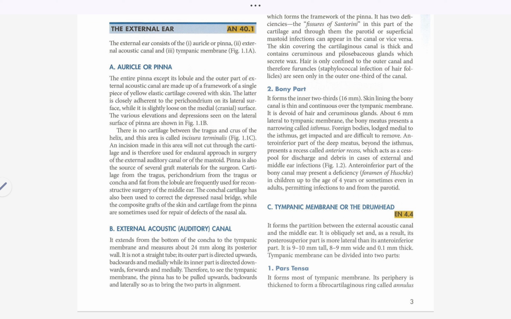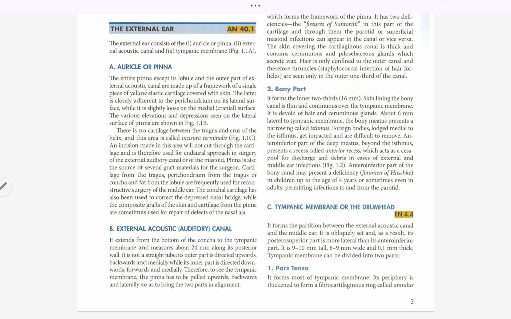Auricle or pinna. The entire pinna, except its lobule and the outer part of the external acoustic canal, is made up of a framework of a single piece of yellow elastic cartilage covered with skin. The latter is closely adherent to the perichondrium on its lateral surface, while it is slightly loose on the medial cranial surface. The various elevations and depressions seen on the lateral surface of the pinna are shown in the figure.